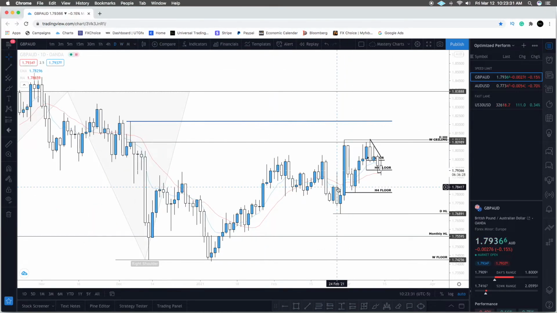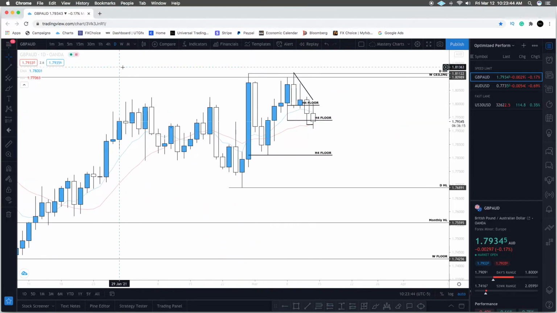So on our daily time frame, we see that this here is a floor. This is our last ceiling. So price can do whatever it wants in between these two levels before continuing on. Let's now drop to the H4.